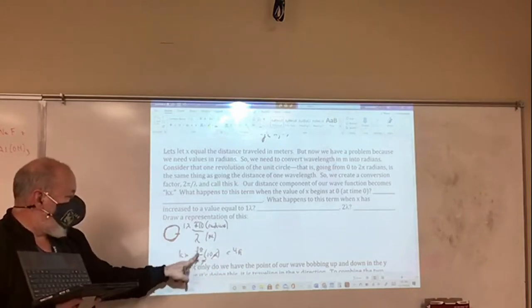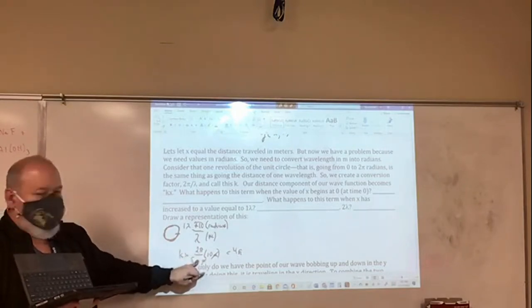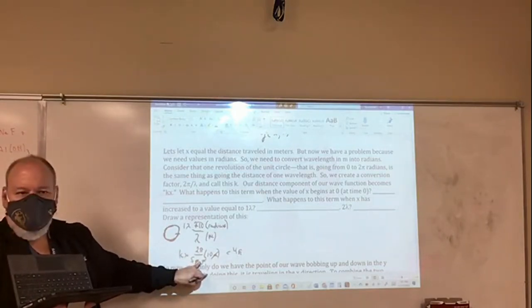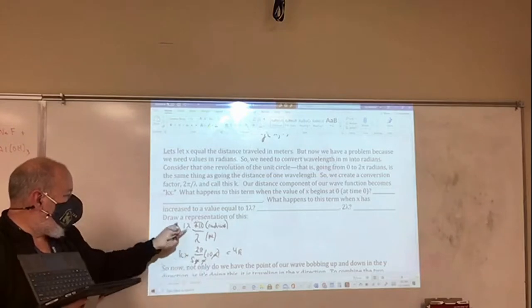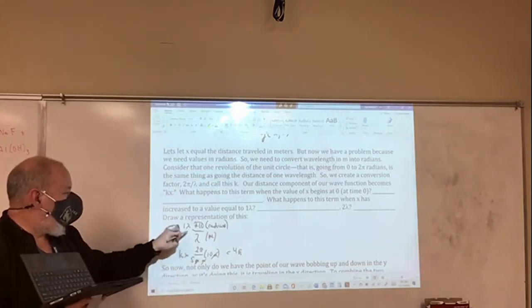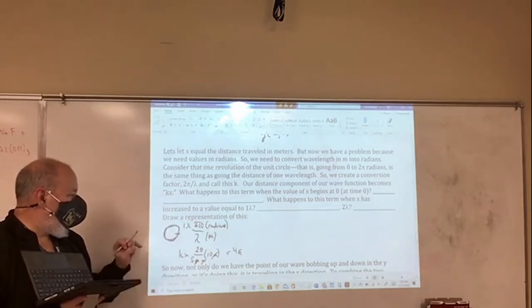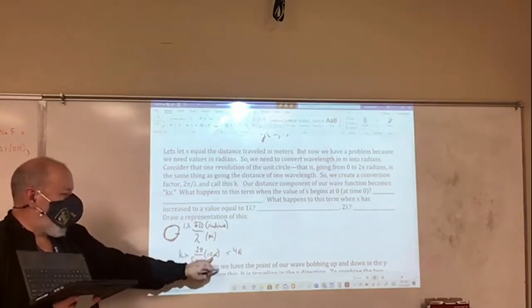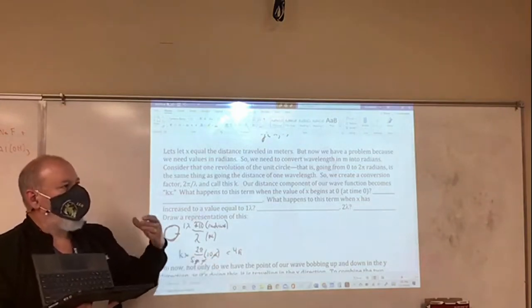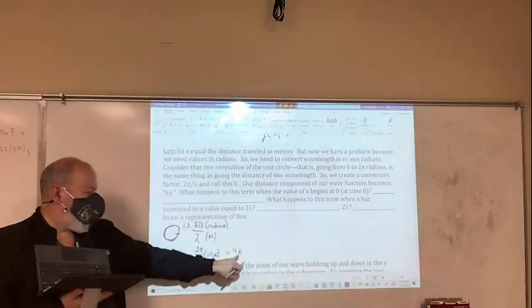So what we're essentially doing here is multiplying by a value of 1. This value equals this value, or this concept equals this concept. This many radians is this many meters, right? And that would be the length of one wave. But I want to say that in radians. I don't want to say it in meters. So if I say that my wave has traveled 10 meters, what I would rather say is it's traveled 4 pi radians.